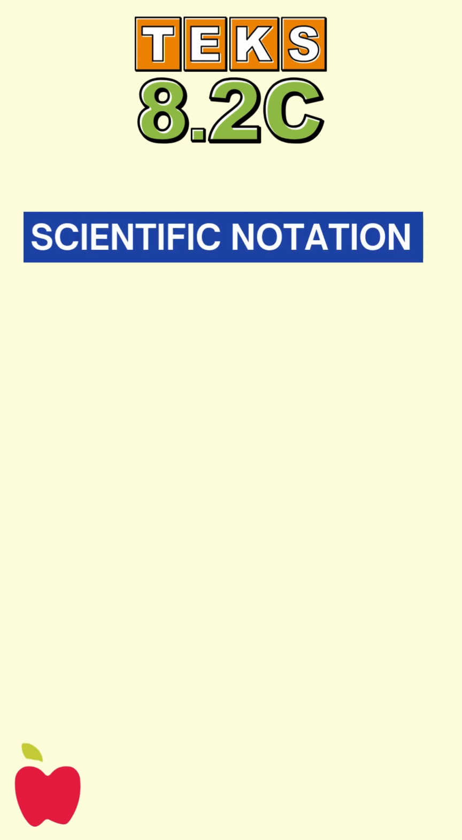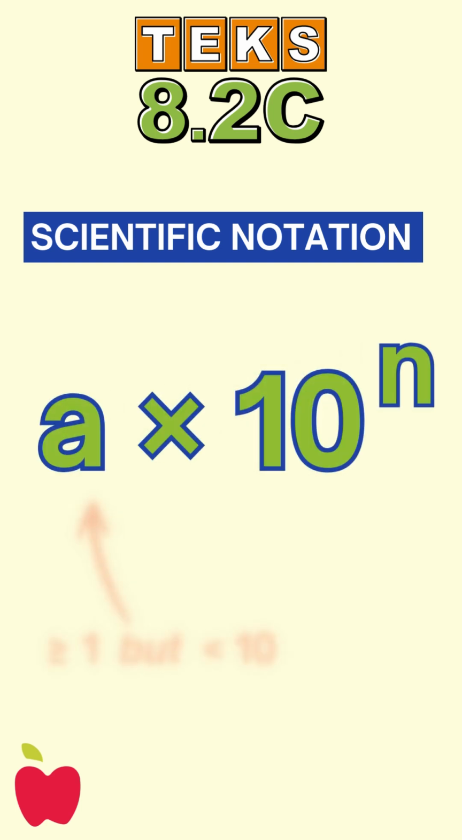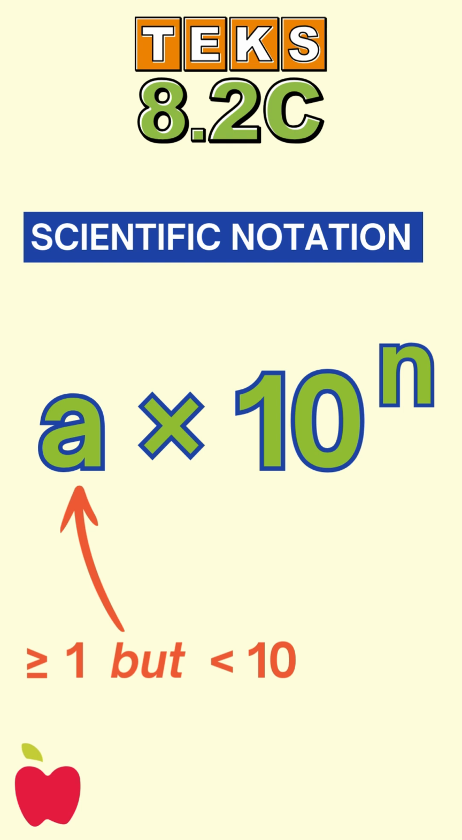Now, a number in scientific notation is written as a times 10 to the power of n, where a is a number greater than or equal to 1, but less than 10, and n is the exponent. Let's convert from standard decimal notation to scientific notation.